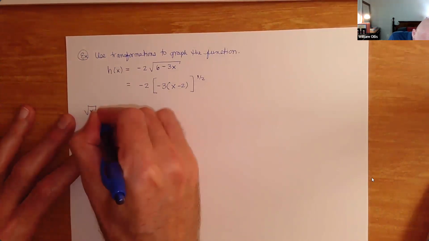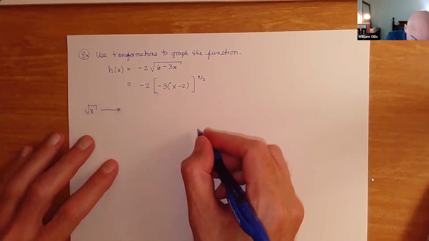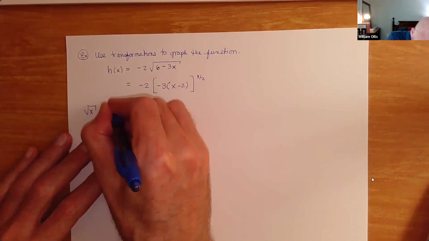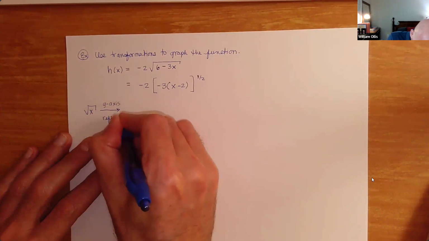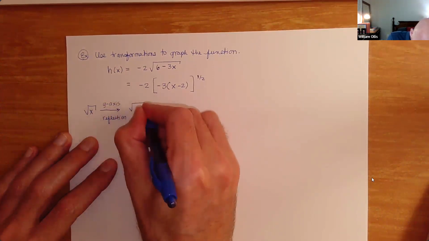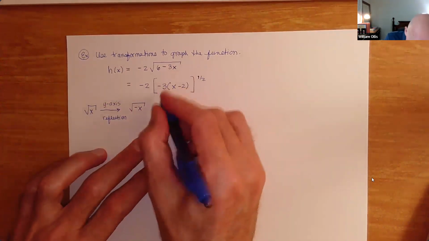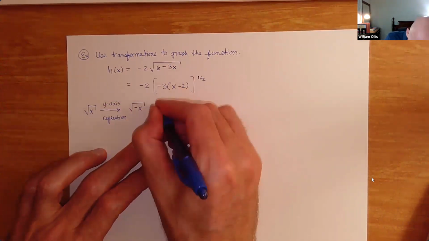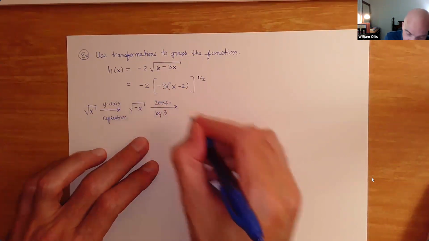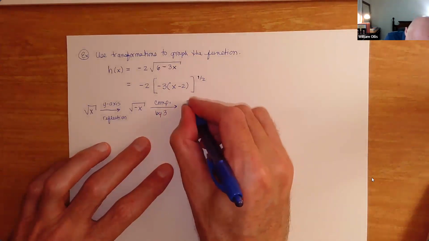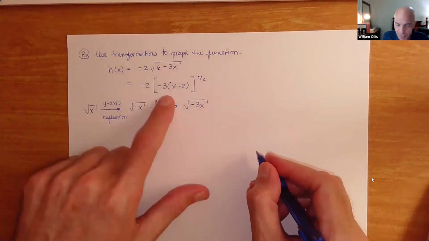So we can start with the y-axis reflection, which will give us the square root of negative x. And now we can do the compression by 3, three times smaller. So replace x with 3x. Okay, so that gives us exactly what we need.